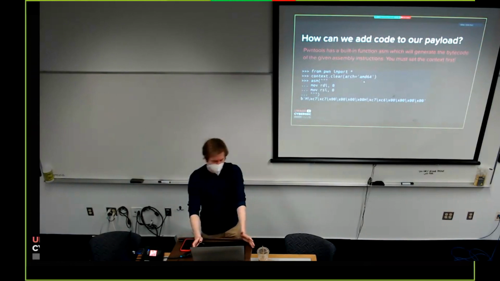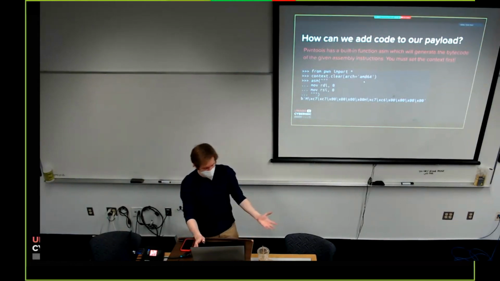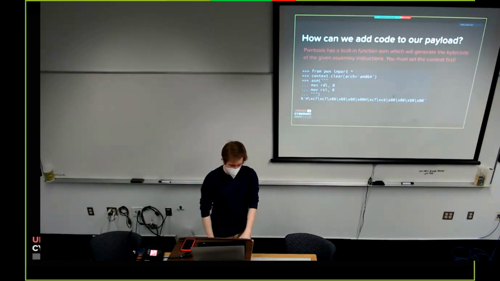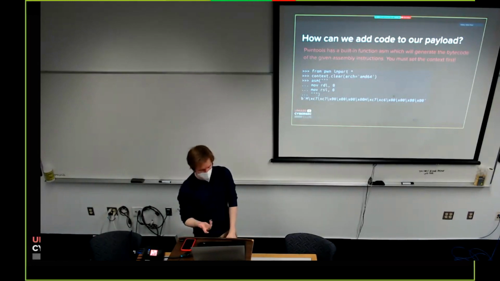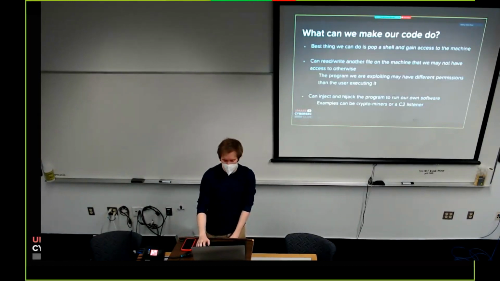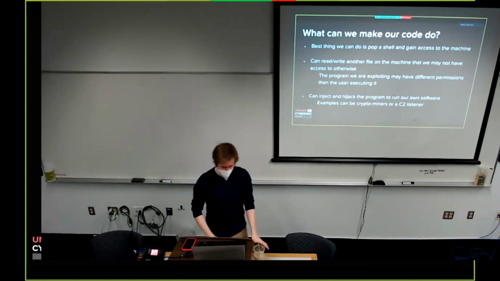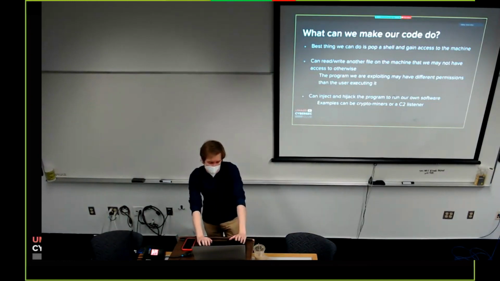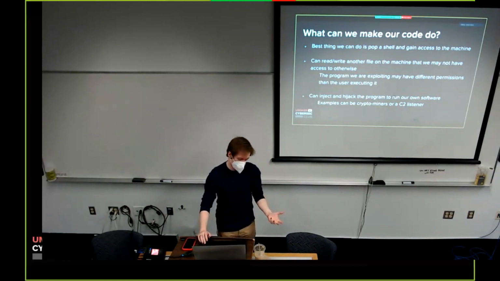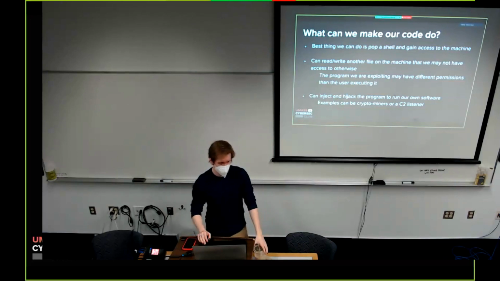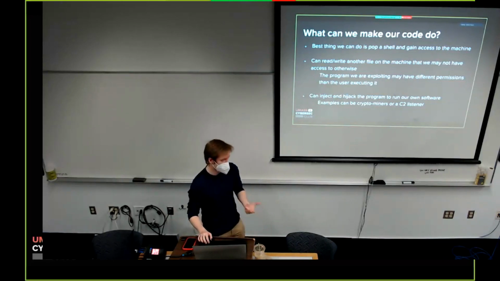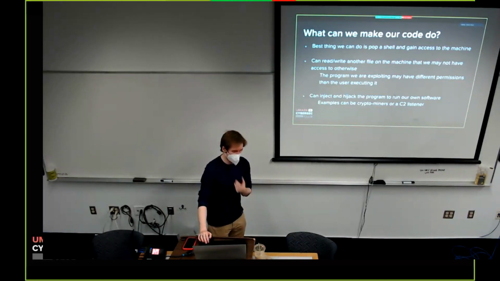So we can now write assembly. There are other ways to do this. You could write it and then use a tool like NASM and compile it. But we're going to do this because it's nice with Python. So what can we make our code do? The best thing we talked about is popping a shell, getting access. Reading and writing files, we also said. But reading and writing files, depending on what you want to access, is tricky, again, based on permissions. The main goal is usually to read password files if you're doing something like that.